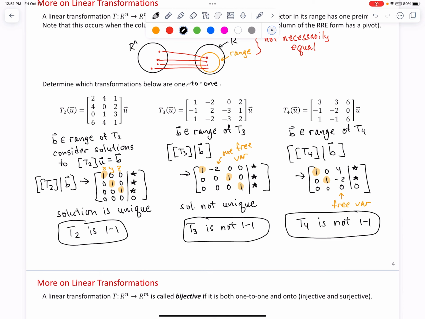So after seeing these examples, we can generalize. If we have no free variables when the standard matrix is put in reduced row echelon form, then we can conclude that the transformation will be 1-to-1. But if we have free variables, then the transformation will not be 1-to-1.